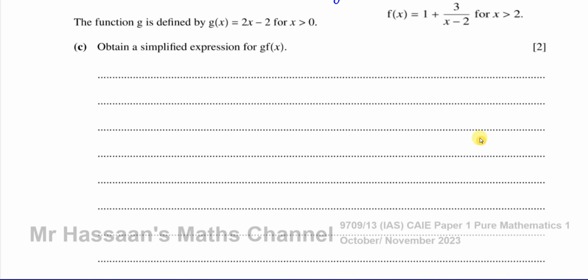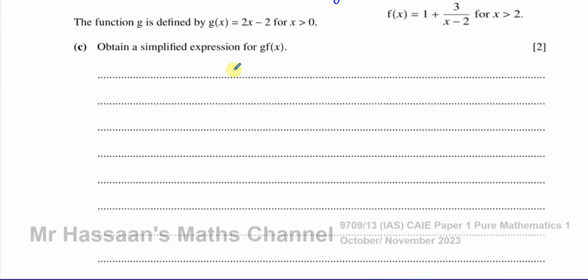Okay, now then it says the function g is defined by g of x equals 2x minus 2 for x is greater than 0. Obtain a simplified expression for g of f of x. Okay, so here they only want us to get an expression for g of f of x. They're not asking us, does g of f of x actually exist? They're not asking us to find the range or the domain of g of f of x. They're just asking us to find an expression for that.